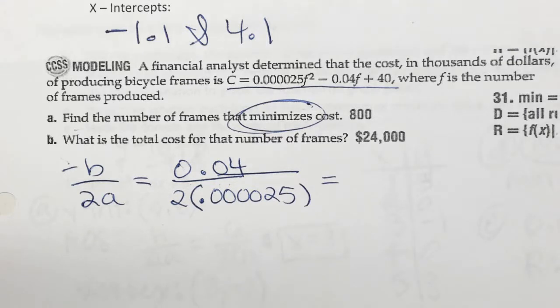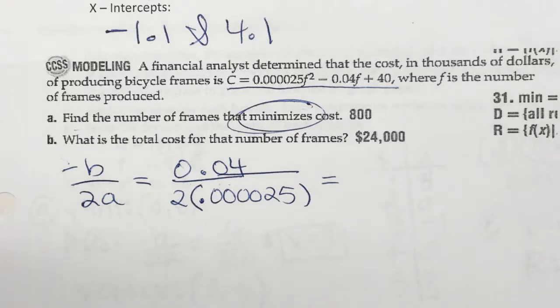What'd you get? Should have gotten 800. Can we fix this? I don't know what's wrong. It's because it's thinking you're doing this divided by 2 times this. When you type it in, do 0.04 divided by and then put 2 times. Go ahead. Alright, did everybody get 800?